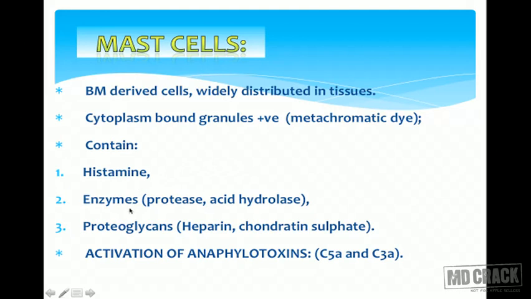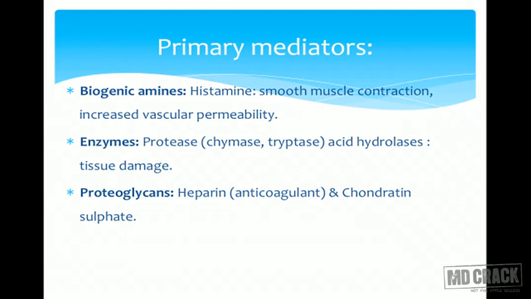A variety of enzymes will be liberated once the mast cells degranulate. It liberates proteases, acid hydrolases. Other proteoglycans like heparin and chondroitin sulfate will be liberated. Anaphylatoxins C3a and C5a also will be liberated as a part of activation of these mast cells. So the mast cell granules and their chemical mediators have been classified as primary mediators and secondary mediators.